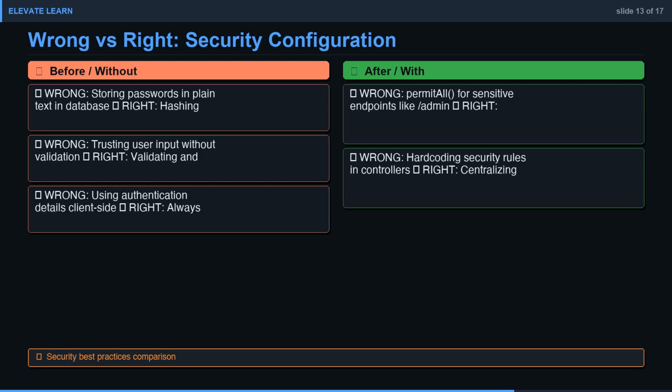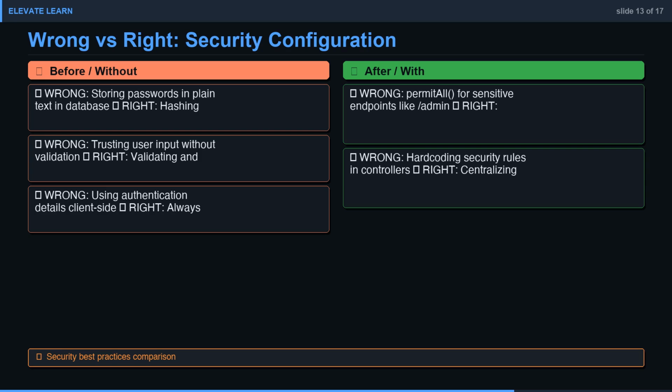Second mistake, being too permissive with endpoint access. Some developers accidentally open sensitive endpoints with permitAll. Always explicitly require authentication for protected resources. Third, trusting user input. Never assume client-side validation is sufficient. Always validate and sanitize server-side.